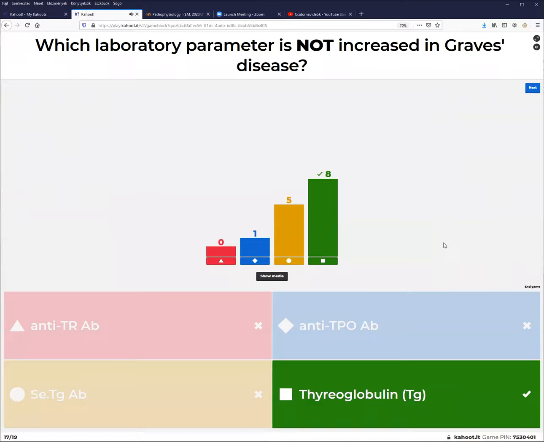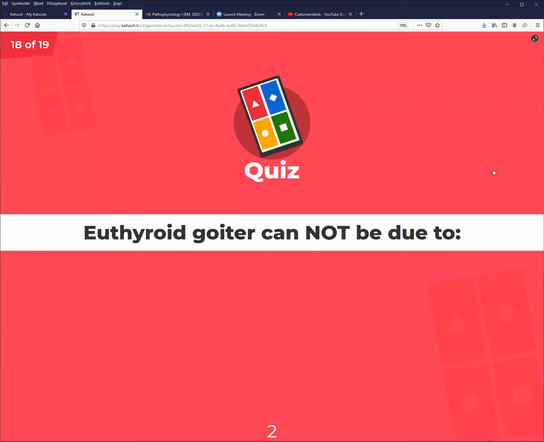Thyroglobulin only increases when we do have a disruption of the gland, acute disruption. As I mentioned, metastasis, for example, or acute inflammatory reactions. Cannot be.